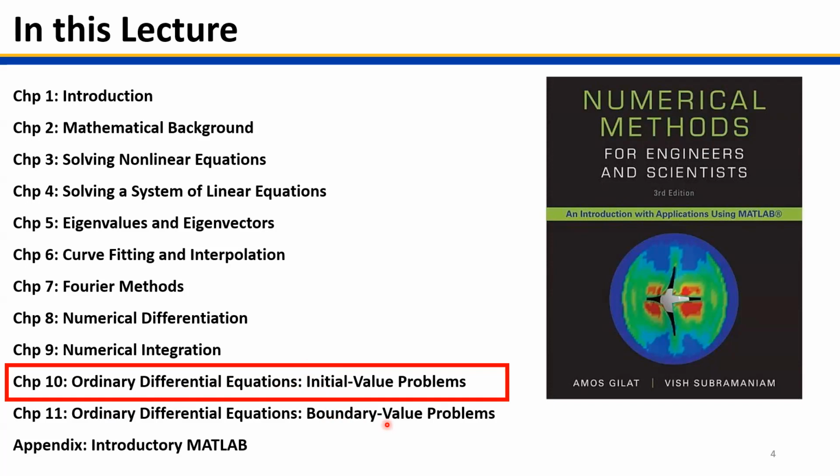So for initial value problems, we need some initial conditions. For boundary value problems, we need boundary conditions. So for initial value, we're differentiating with respect to dt. Okay, so that's today. We're doing dt.